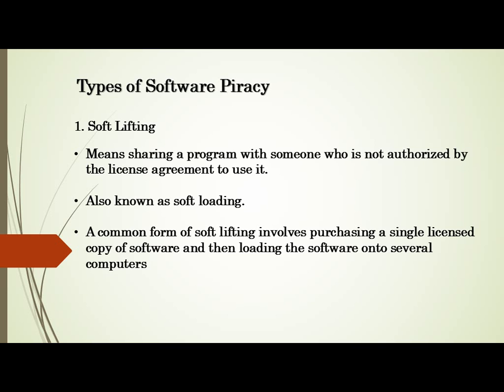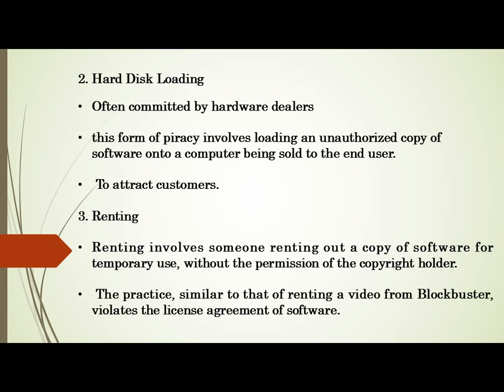Types of software piracy. Number 1, softlifting, means sharing a program with someone who is not authorized by the license agreement to use it, also known as soft loading. A common form of soft loading involves purchasing a single license copy of software, then loading the software onto several computers. Number 2, hard disk loading, often committed by hardware dealers. This form of piracy involves loading an unauthorized copy of software onto the computer being sold to the end user to attract customers. Number 3, renting. Renting involves someone renting out a copy of software for temporary use without permission of the copyright holder. The practice, similar to renting a video from Blockbuster, violates the license agreement of software.